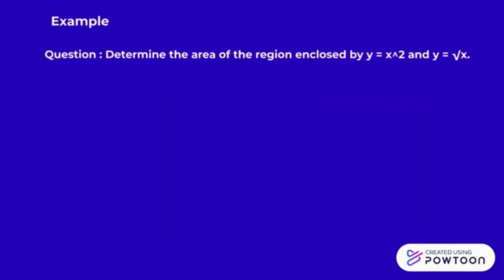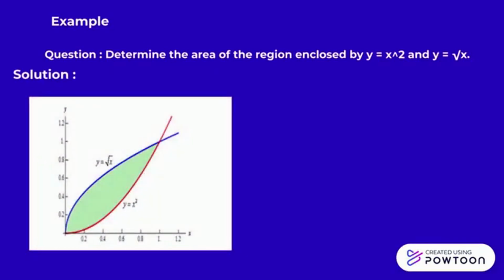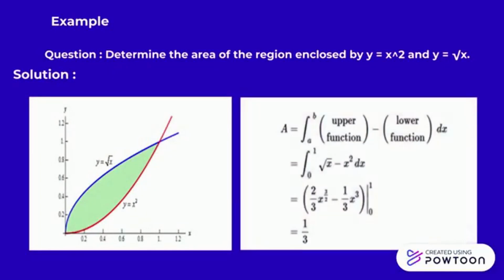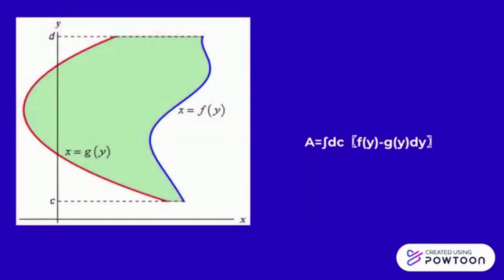Then I will give one example. The question is, determine the area of the region enclosed by y equals x squared and y equals square root of x. Firstly, we need to draw the graph, and we know what is the upper function and the lower function, and we know the area equals the integral from a to b of upper function minus lower function, and we can get the answer.